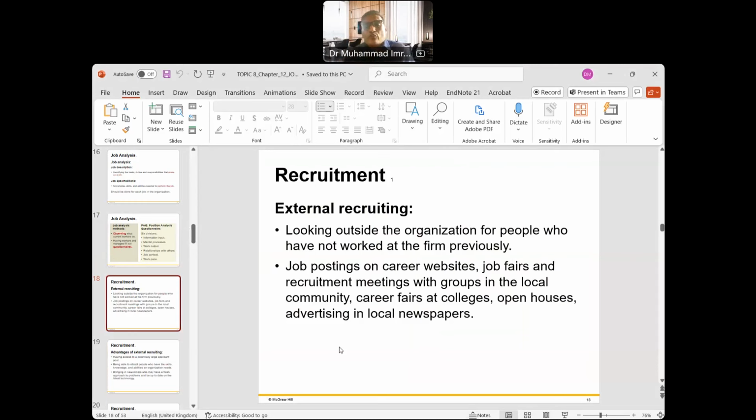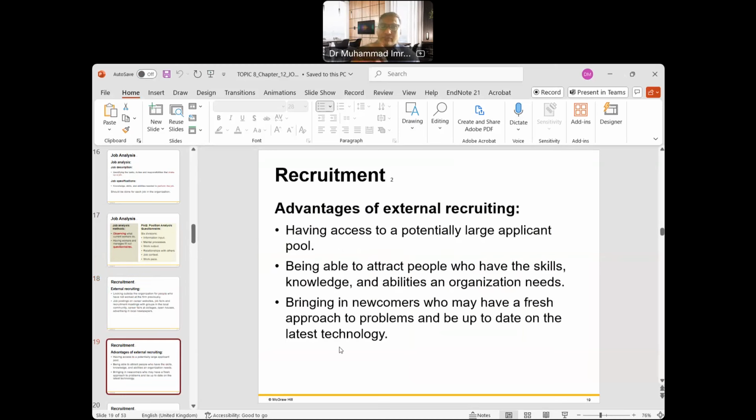Recruitment meetings with groups in the local community, career fairs at colleges, open houses. We also sometimes have career day, career week in our university. Different companies always come to attract and advertise their jobs, to have a number of candidates to fill their jobs. Career fairs, college open houses, advertising in local newspapers, you can also find.